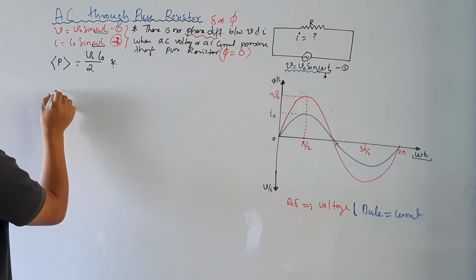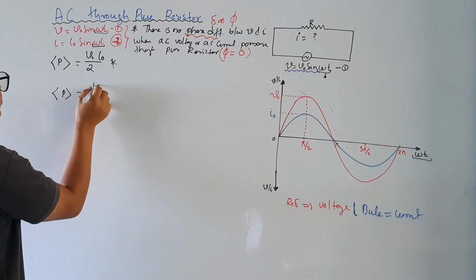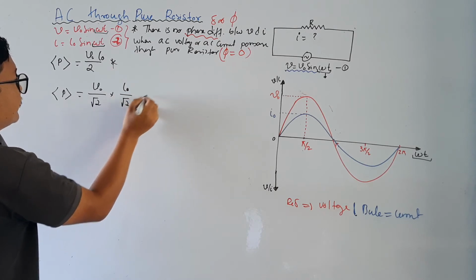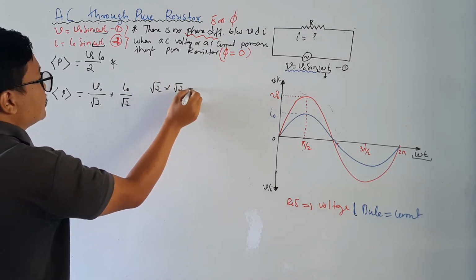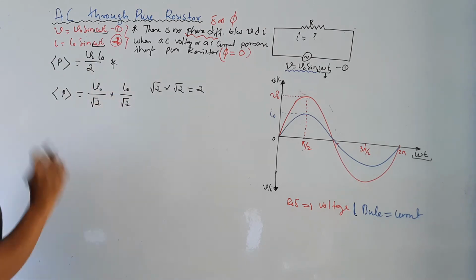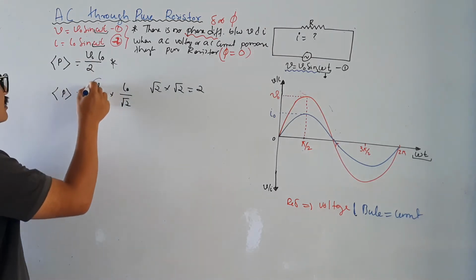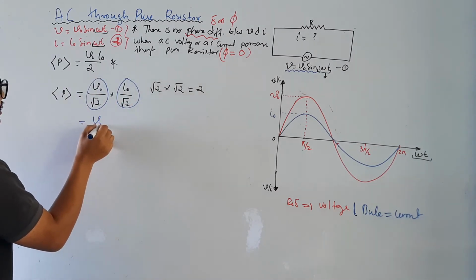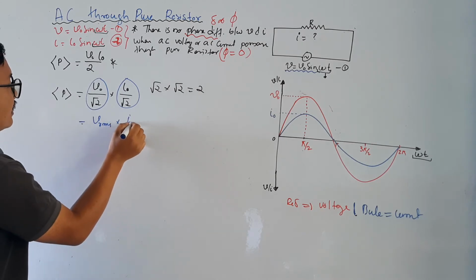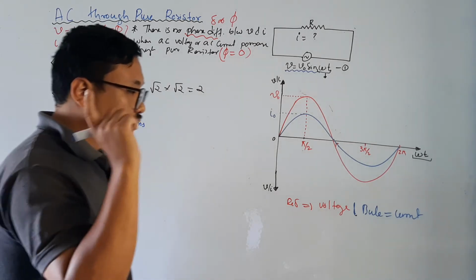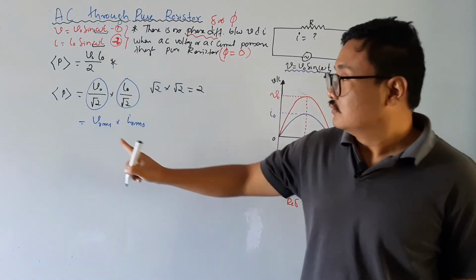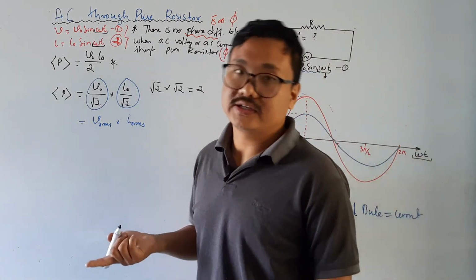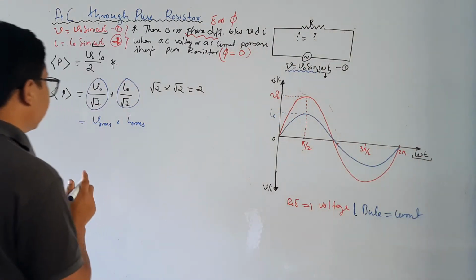Power average can be written as V0 by root 2 into I0 by root 2. Can I write that? Yes, root 2 into root 2 is equal to 2. It will give me the same thing. And these values are called VRMS and IRMS. So this is equal to VRMS into IRMS. So we measure VRMS and IRMS, the root mean square value of current and root mean square value of voltage. So what are VRMS and IRMS?